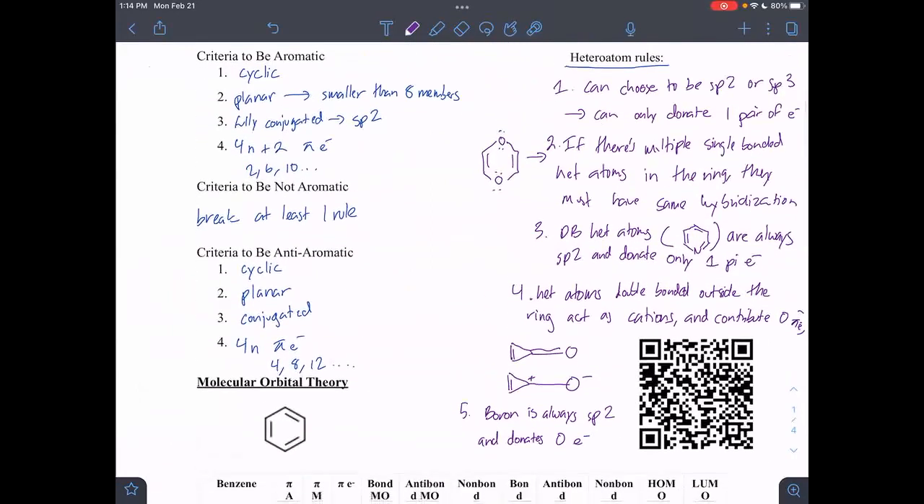Okay, so if you didn't get a chance to scribble that down, you should take a picture so you can use it when we do practice problems.